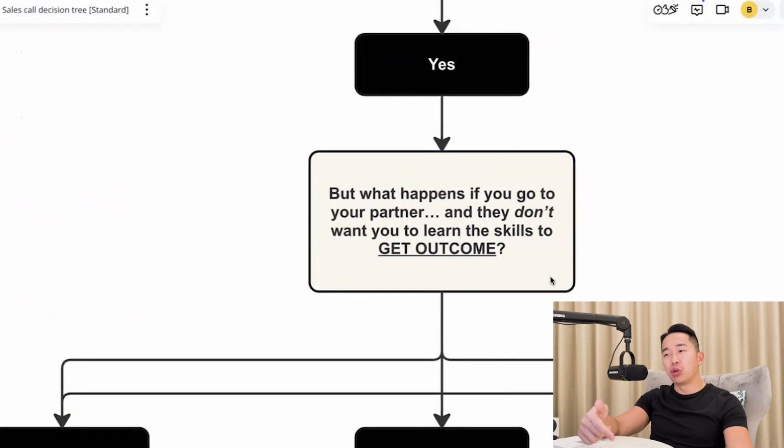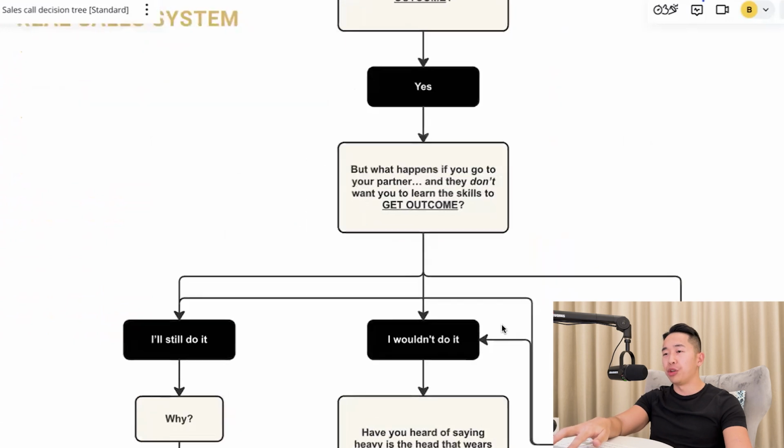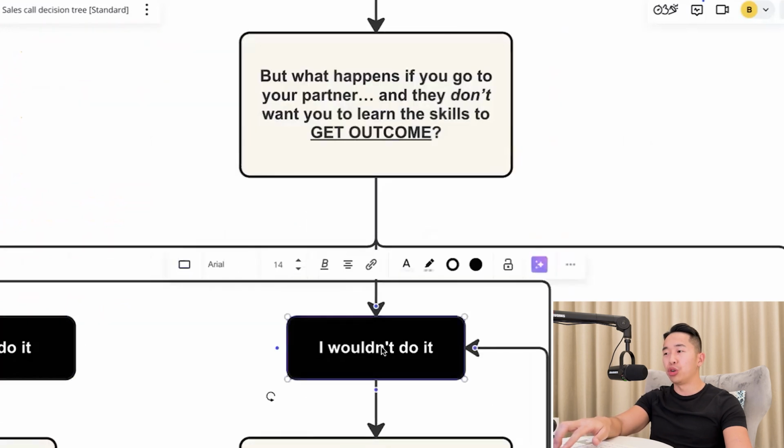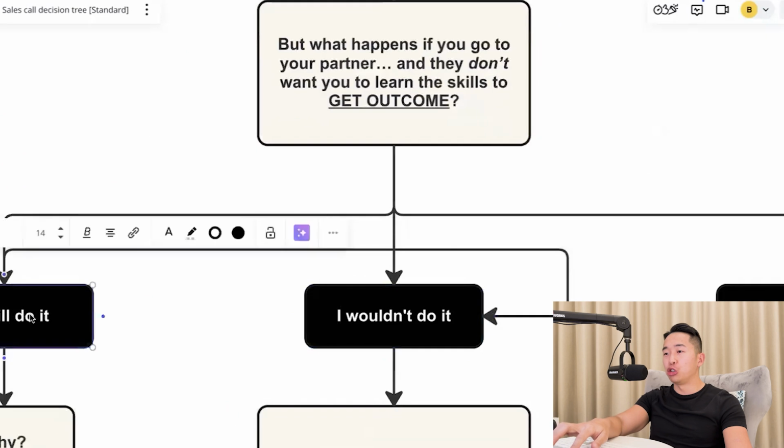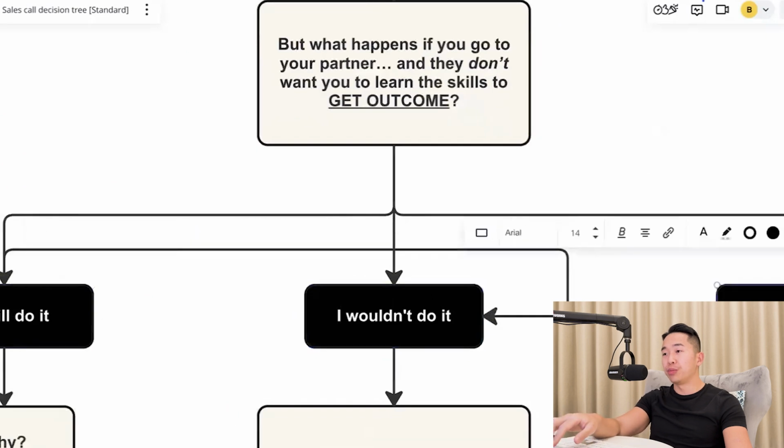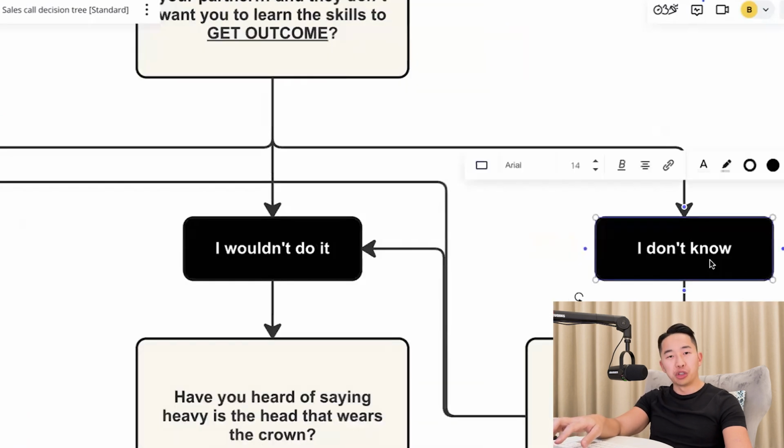And then now we got to go into the decision logic. So, what happens if you go to your spouse and she doesn't want you to learn the skills to provide more for the family? I mean, what are you going to do then? So you ask in a curious, concerned way. What we're trying to do here is determine would they still do it anyway, or they wouldn't do it, right? But we need to get an answer, one of these two. And typically the answer you're going to get is I'll still do it, I wouldn't do it, or I don't know. Now, if they say I don't know, they didn't answer the question.